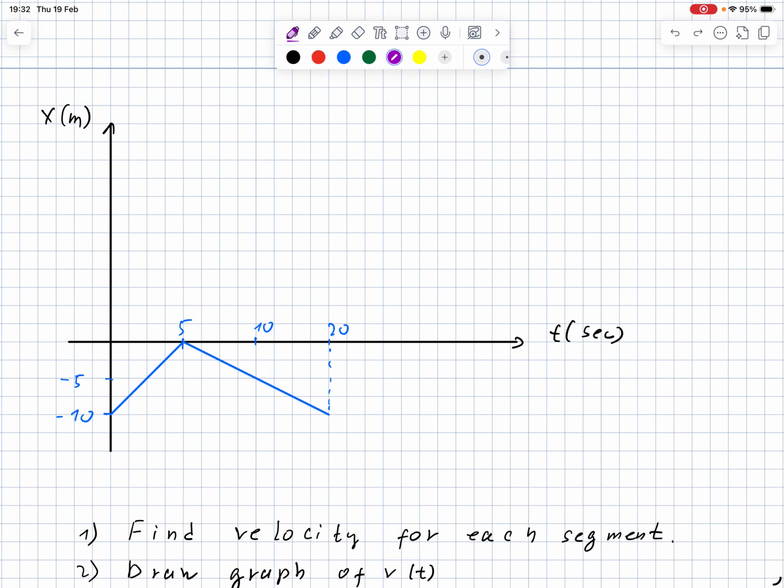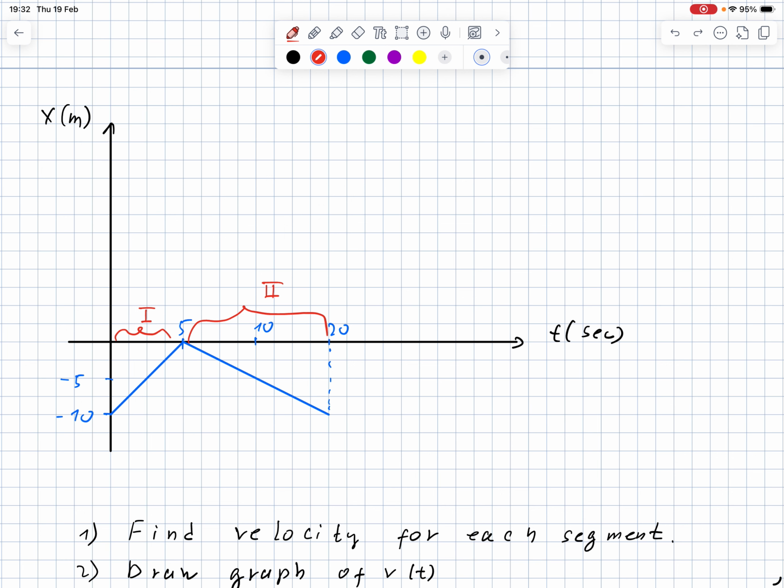Hello everyone. What we see here is a graph of x of t, and as you can see we have two different segments. The first segment is between 0 and 5 seconds, and the second segment is between 5 and 20 seconds. The slope of the first segment is its velocity, and the slope of the second segment is the velocity of the second segment.